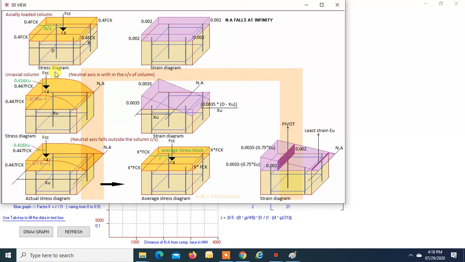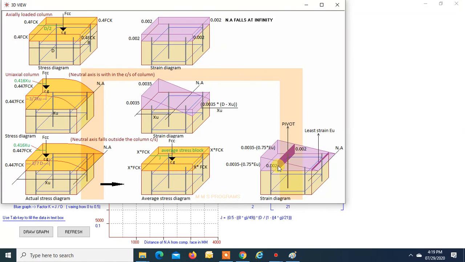When we have seen that the neutral axis falls within the column section, then the concrete design stress diagram follows the same as that we have considered in the case of flexure. Okay, and this is a strain diagram. Now, when the neutral axis falls outside the column section, we can see that this will be our design stress strain diagram for concrete, which we can take as an average, that is xfck.